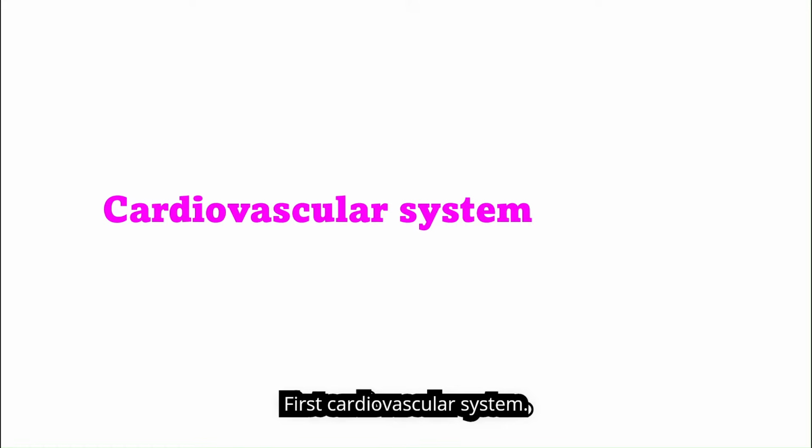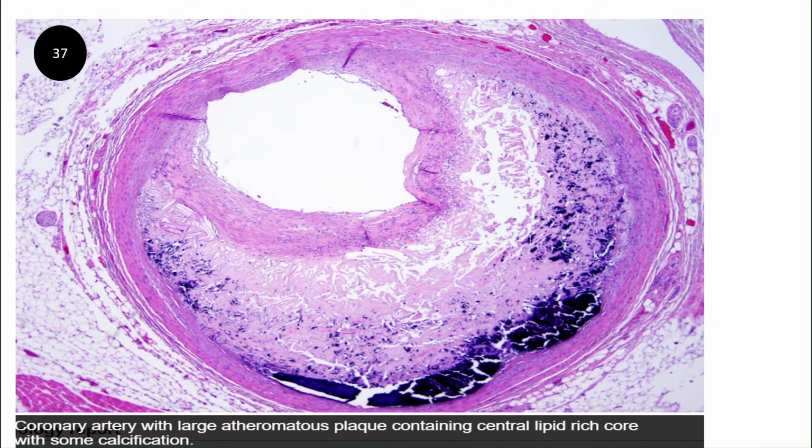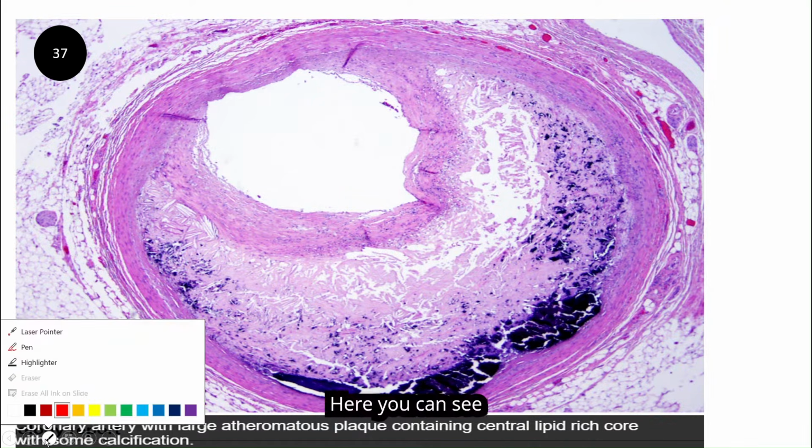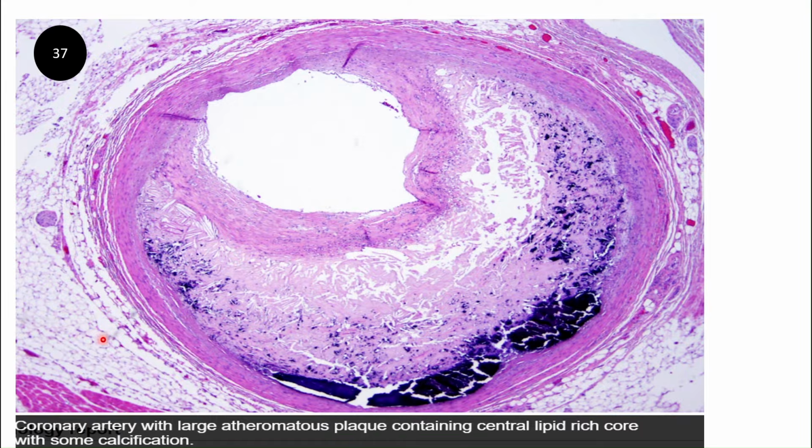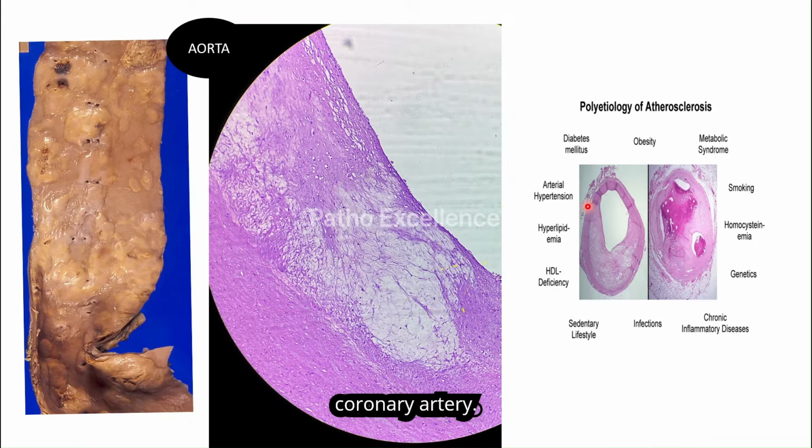First, cardiovascular system. This is the slide of coronary artery. Here you can see narrowing of lumen and large atheromatous plaque containing central lipid core and dark purple blue calcification. So this is the atherosclerosis of coronary artery.